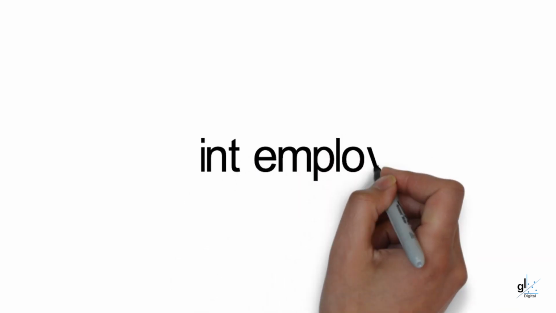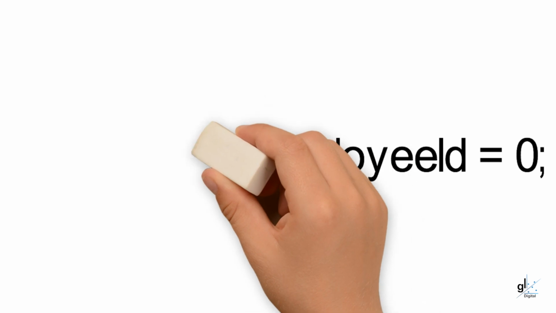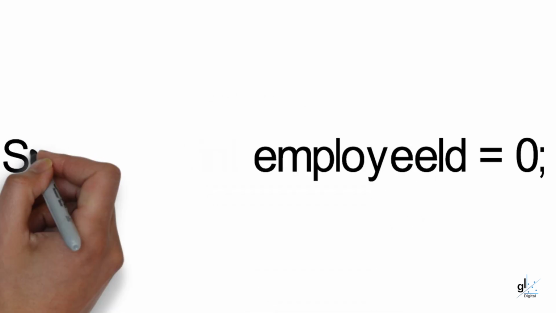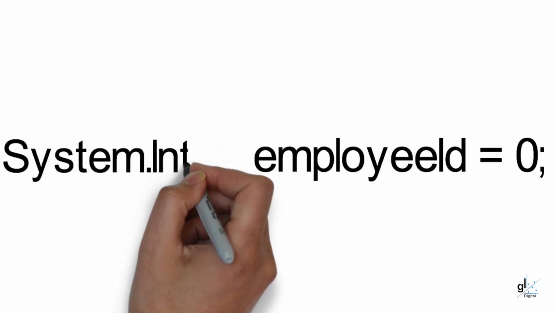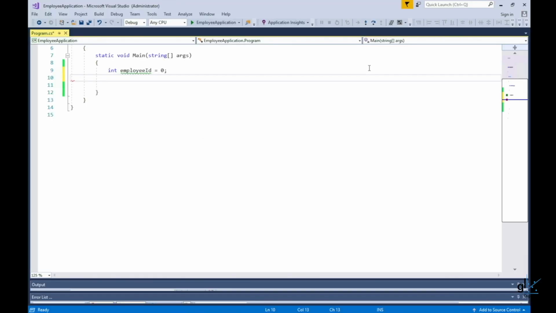I have used the int keyword to define the employee ID variable in code. I could have defined the employee ID variable by using the System.Int32 struct for this purpose. Please note that the keyword int serves as an alias for the System.Int32 struct.